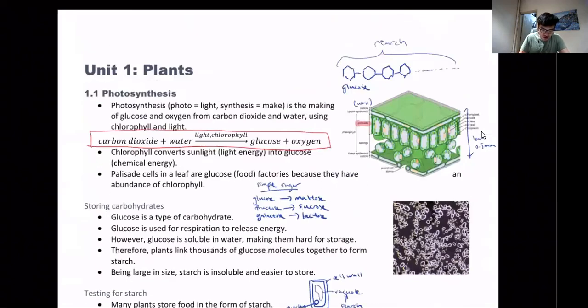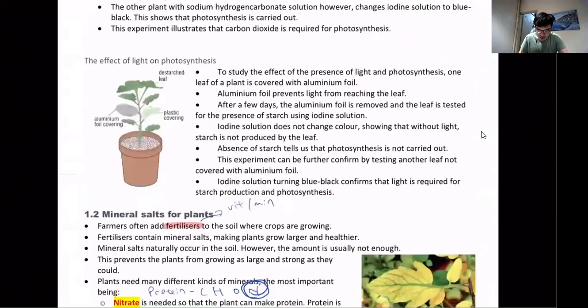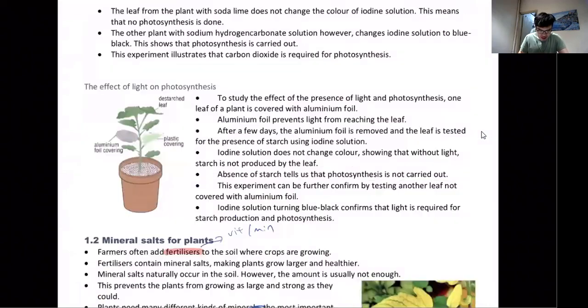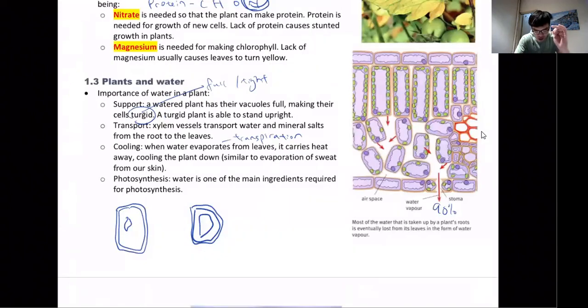You see, you need water for photosynthesis. When there's no water, you don't have photosynthesis. This is how we test this, by doing the iodine test. So four functions: support, transport, cooling, and photosynthesis. Make sure you water your plant.